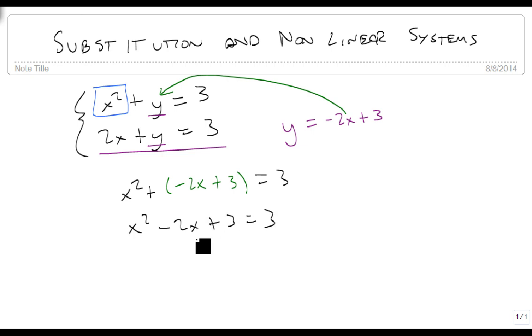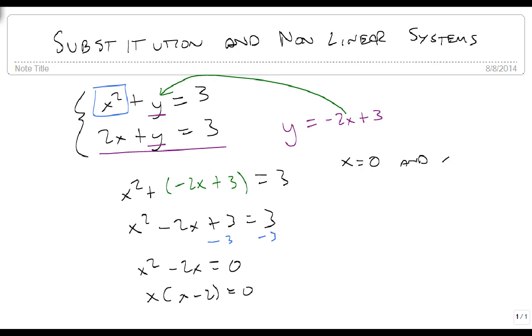This is a quadratic equation, so let's first get everything on one side, so let's subtract 3 from both sides. So I get x squared minus 2x equals 0. If I factor this, I get x times (x minus 2) equals 0. So this says that my x is 0, and it also means I have an x at 2. I found two different x's.